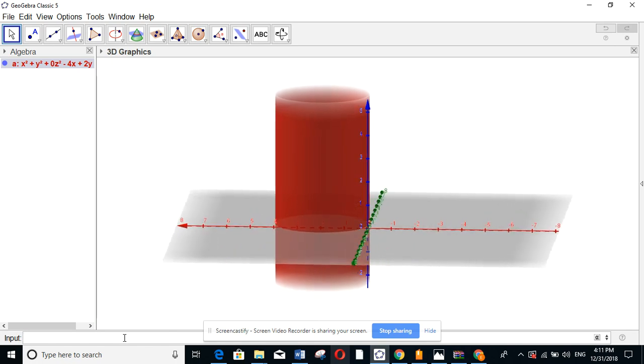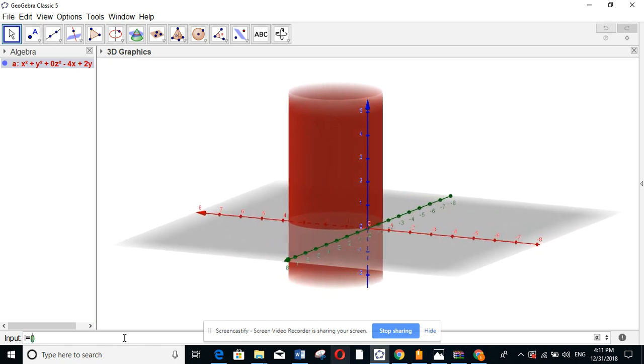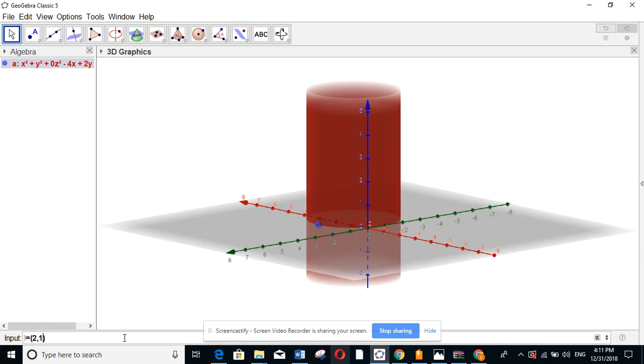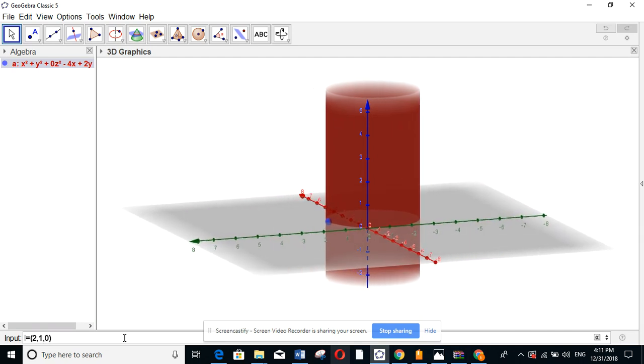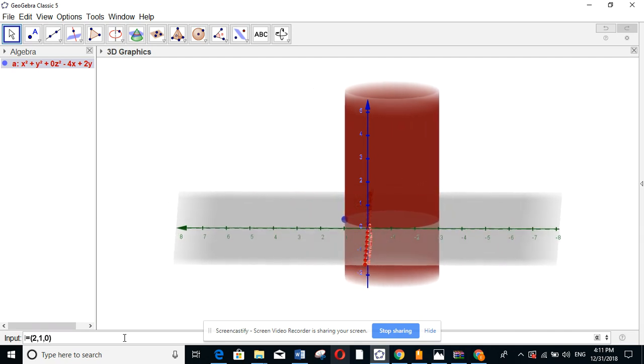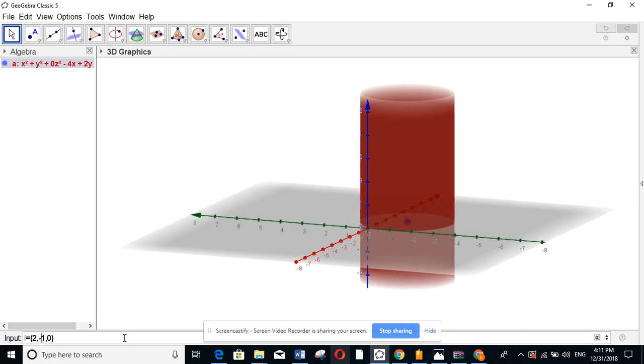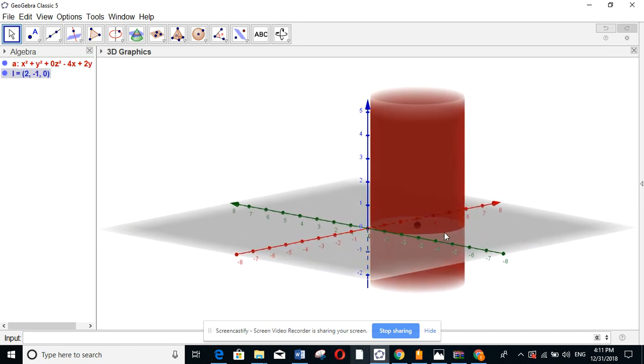We're going to put it as I equal (2, minus 1, 0). Okay, so you can see it in the middle.